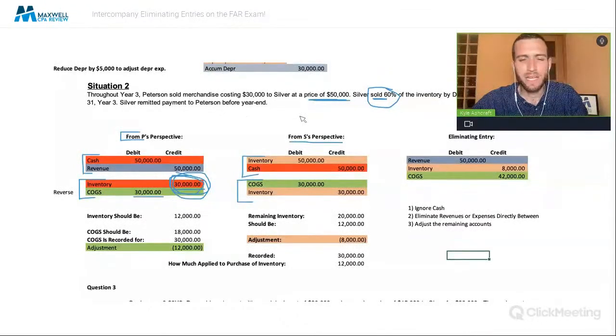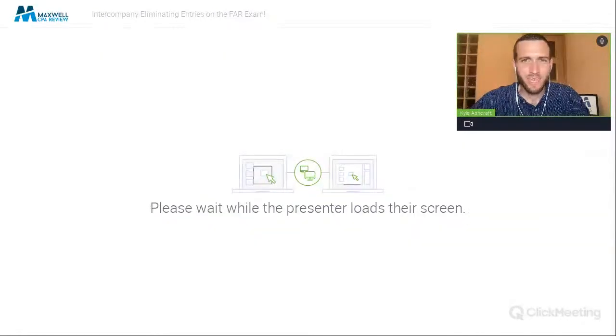A few of the eliminating entry topics we don't have time to get into are for, like, when you have dividends between the two entities. But with dividends, you just eliminate the entire amount of dividends because you can't have a dividend from a company that, like, you're the owner of and they're also in your equity section. So it's kind of like you own yourself. So you can't record the dividends to yourself. So dividends get fully removed.